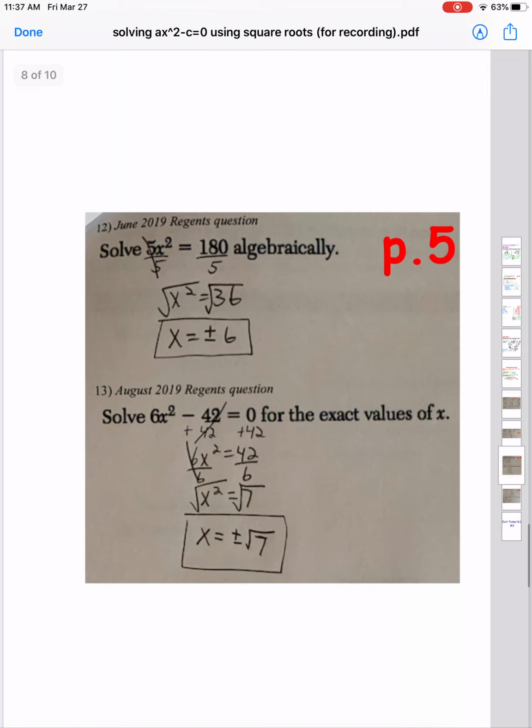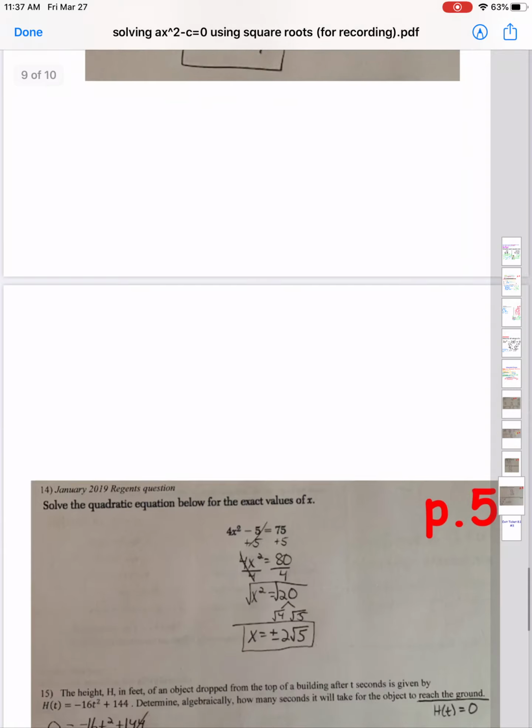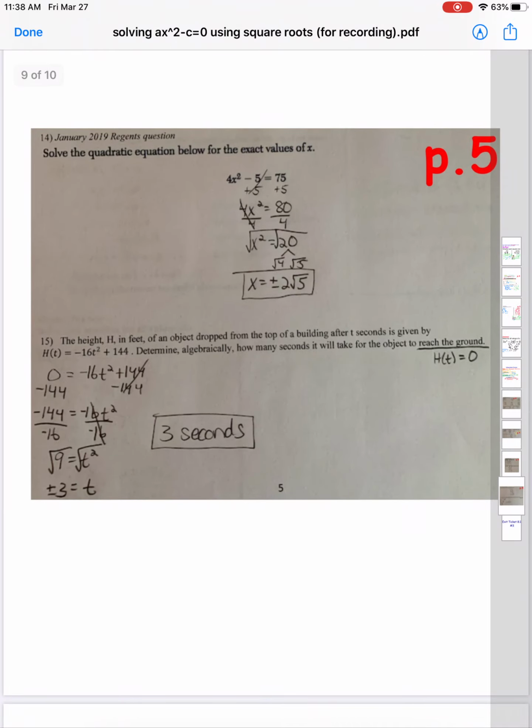Moving on to page 5, here's numbers 12 and 13. Notice that here you start to get into questions from old Regents exams. Here's numbers 14 and 15 at the bottom of page 5.